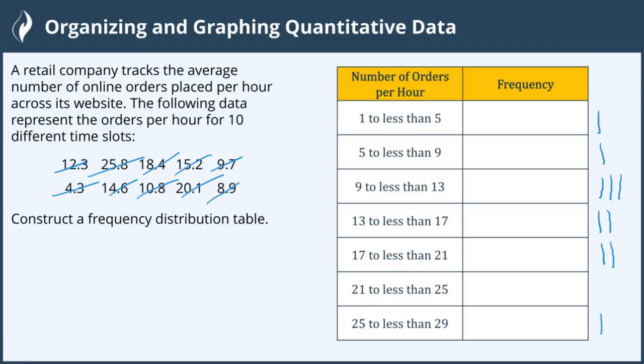So now if we count up all the tallies, we have 1 in the first interval, 1 in the second interval, 3 in the third interval, 2 in the fourth, 2 in the fifth, no observations in the sixth interval, and 1 observation in the last interval.